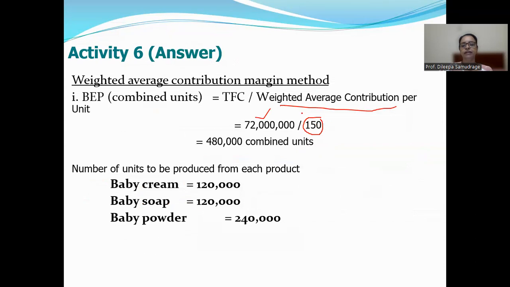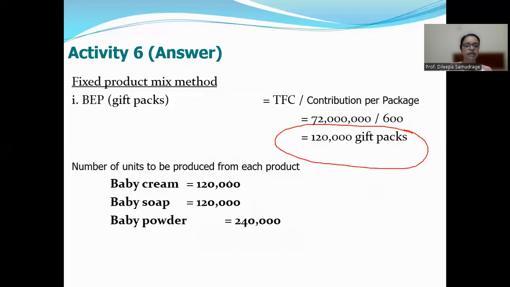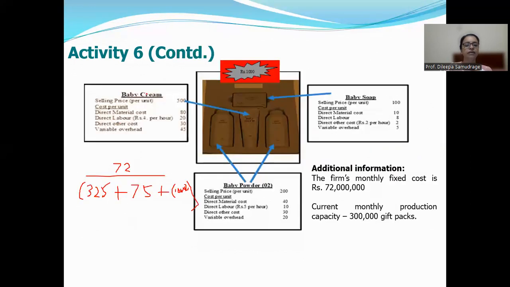So did you get 150? Under the weighted average method, you have to wait, because inside the package there are 4 products, right? The first one is baby cream. The baby cream contribution is 325, but you have to wait.